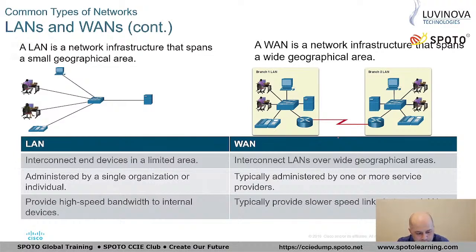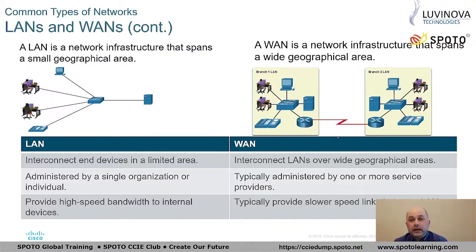So what does a LAN do? A LAN interconnects end devices. So every single computer inside the LAN, every single server, every single switch, every single router, it connects all end users, all computers together. It is administered by a single organization or individual.